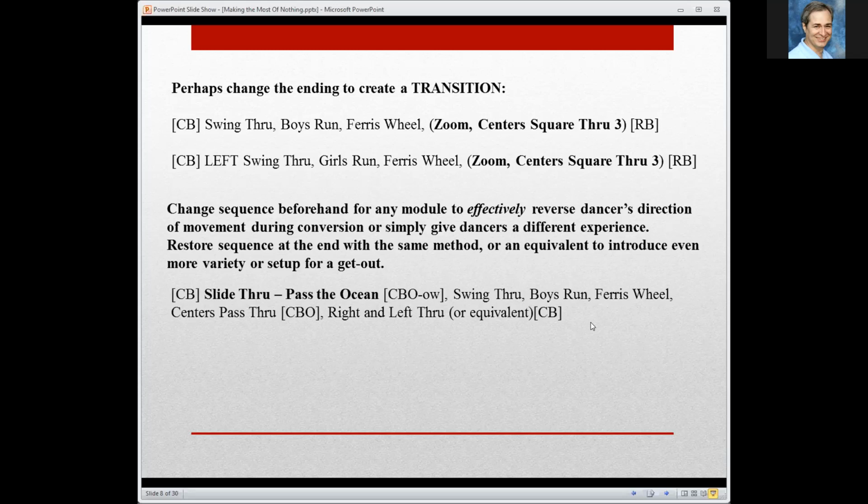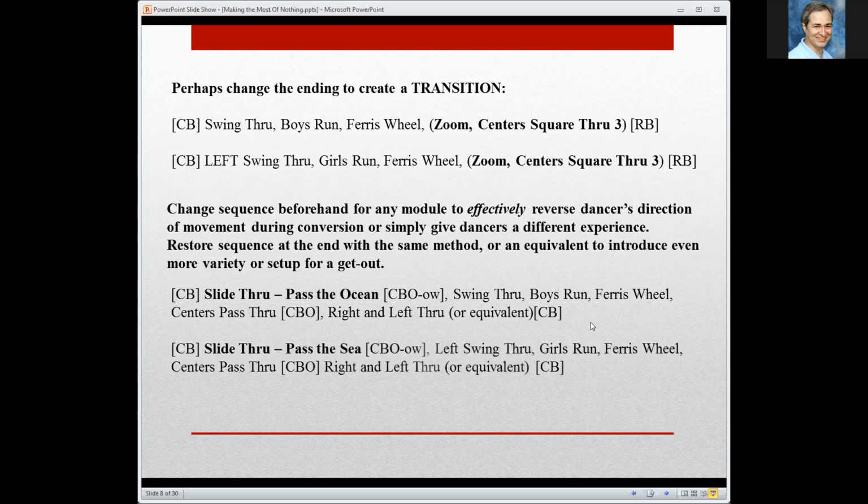Okay. Now, when we do this, what happens is the people that were stuck on one side of the square are actually moving to the other side of the square now. In this case, it's the paired couple that goes into the center with the Ferris wheel. They weren't doing it before. They were going to the outside. Now they're going to the center. So this technique helps you allow the dancers to experience different parts of the square.